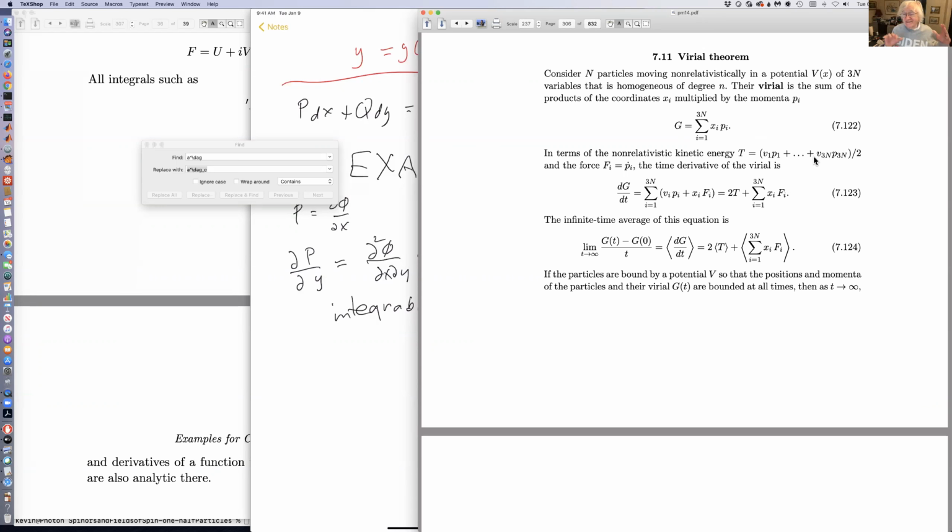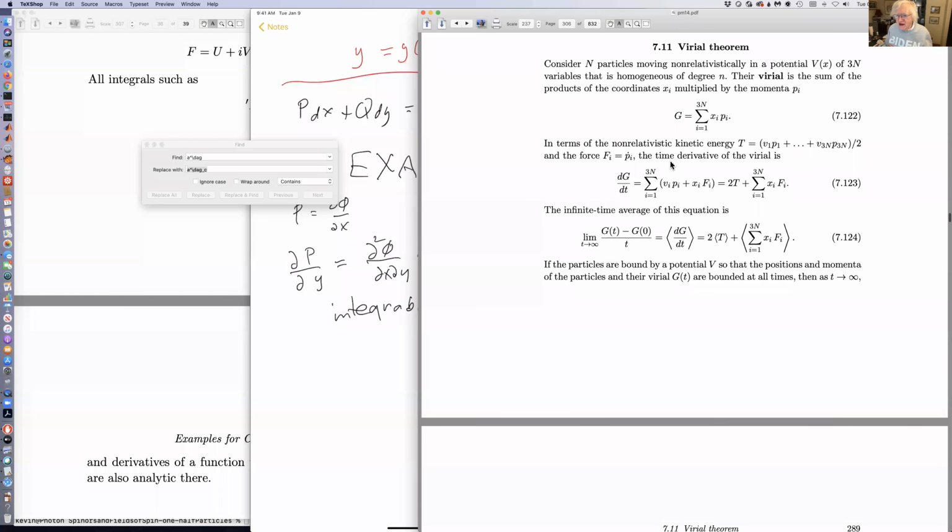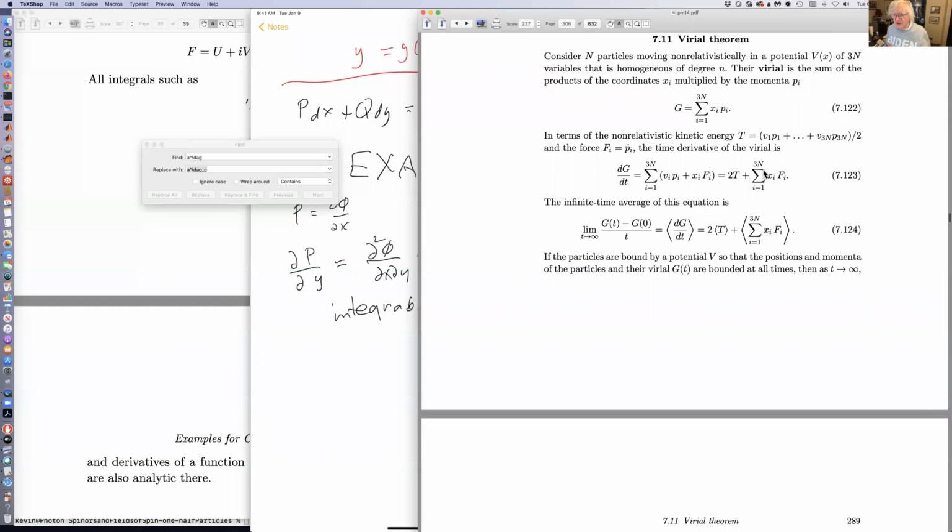Anyway, G. In terms of the non-relativistic kinetic energy, which is v1 p1 plus dot, dot, dot, basically v dot p divided by 2, and the force, the time derivative of the virial is where you take the time derivative of x_i, you get v_i times p_i, and then you have x_i times the time derivative of p_i, which is F, so you get this. And now, what is that? Well, this here, you can see, is twice the non-relativistic kinetic energy, and then what's left over is this term here.